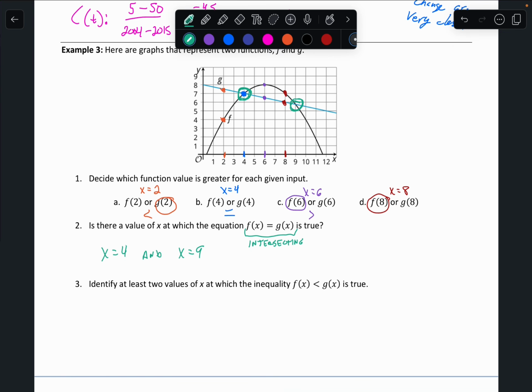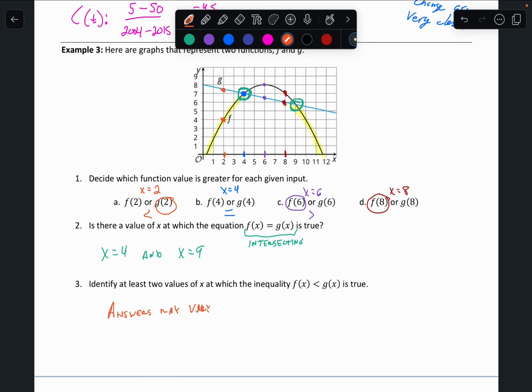All right. And then the last one, we want to identify at least two values where f of x is less than g of x. So f of x has to be under g of x. And there are two areas where this happens. It happens at the very beginning and it happens at the very end. Okay, so your answers may vary here because you just need to pick two values.